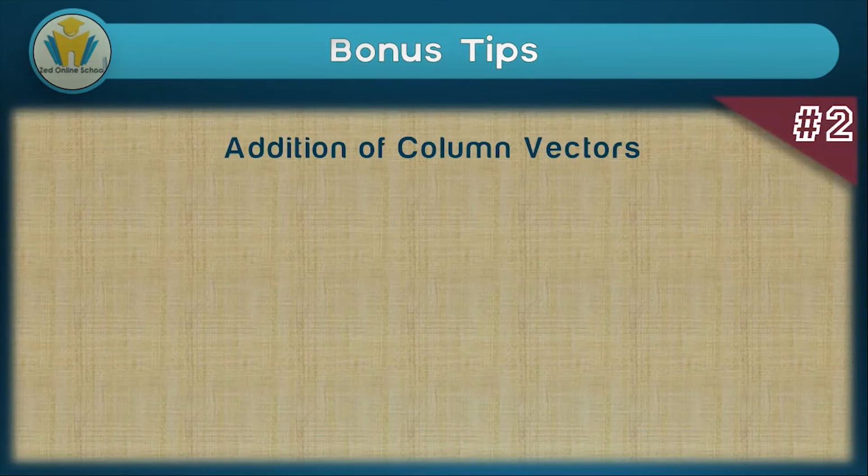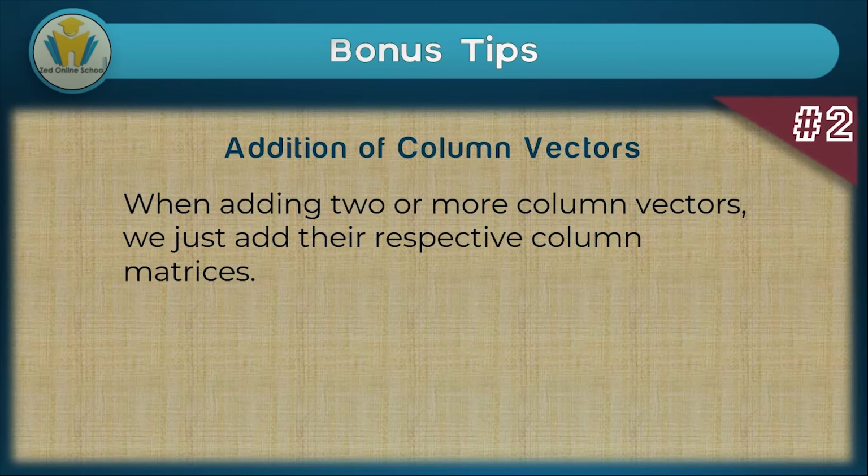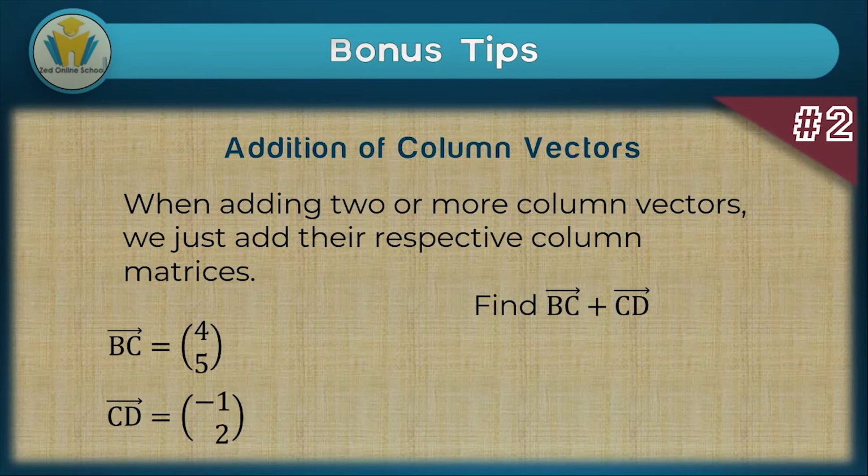The next thing we're going to talk about is the addition of column vectors. Column vectors, as you may know, are vectors represented as column matrices. Therefore, when adding them, we just add them like normal column matrices. So, if we had the vector BC and the vector CD, adding these two vectors to find BC plus CD will just be this procedure. We get these two vectors, show them like this, the first vector plus the second vector, and then we add the elements in the same place. So this 4 and this -1 will be added together, this 5 and this +2 will be added together.